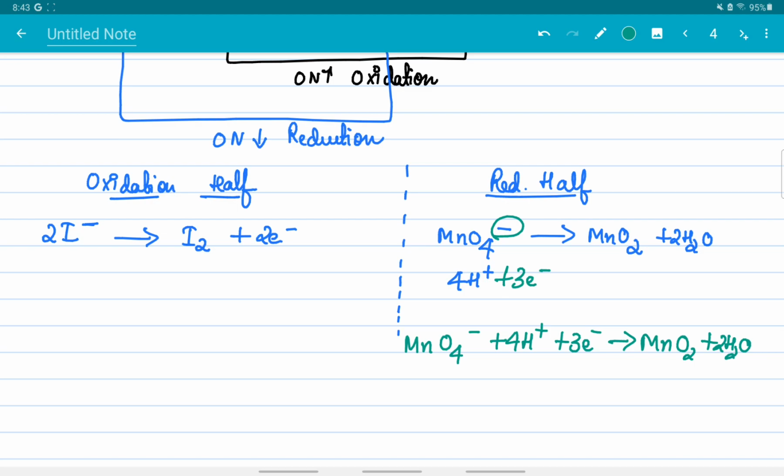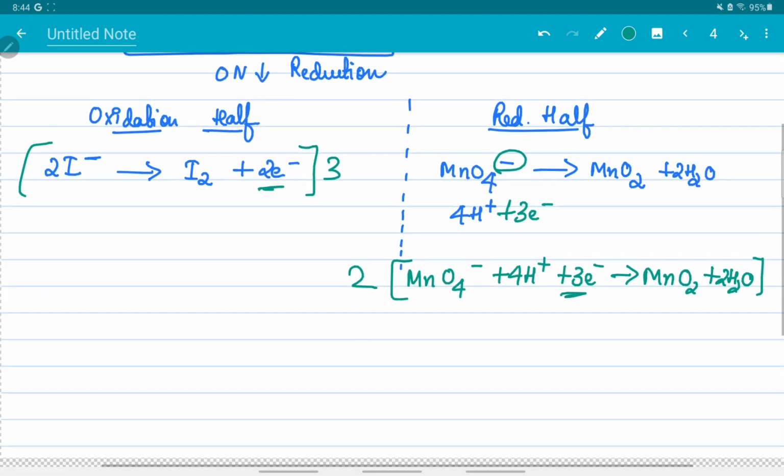Now when we add both these equations, we have to keep in mind that the electrons which are there in both the equations have to get cancelled. We don't want those electrons, so we have to multiply both the equations in such a way that the electrons become equal and then they get cancelled, similar to the maths elimination method. So let me multiply this. Since here there are 2 electrons, let me multiply this with 3, and here there are 3 electrons, so let me multiply this with 2, so that you get 6 electrons, and then they will get cancelled.